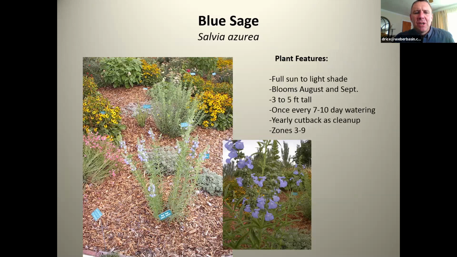Now, blue sage. You can see the plant there's not really dense. It's just taller spikes with blue flowers on the end. It's never going to form a very dense mounding shape.